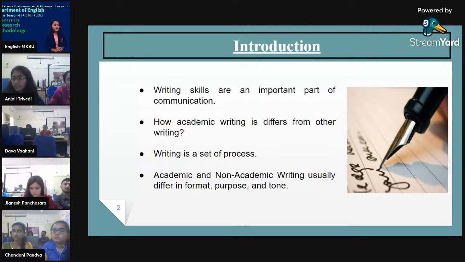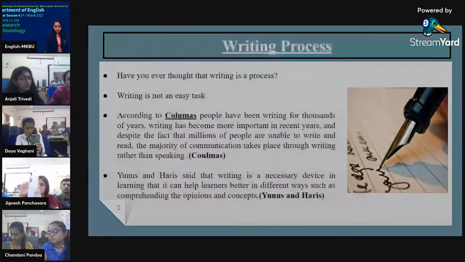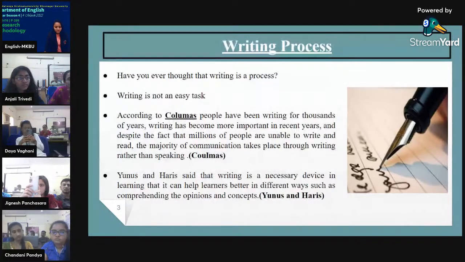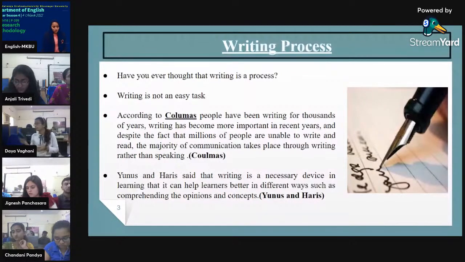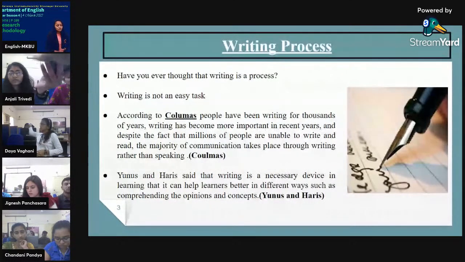We all know that writing is a set of processes. Without this process, we are not able to write in our own way. Academic and non-academic writing usually differ in format, in purpose, and also in tone. So, writing process. Have you ever thought that writing is a process? Yes, writing is obviously one kind of process, and it is not an easy task as we thought, because for academic writing we have to be very careful about the tone and the purpose and argument and all these things. According to Coulmas, people have been writing for thousands of years.